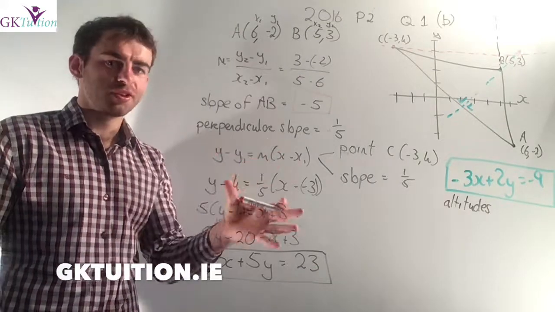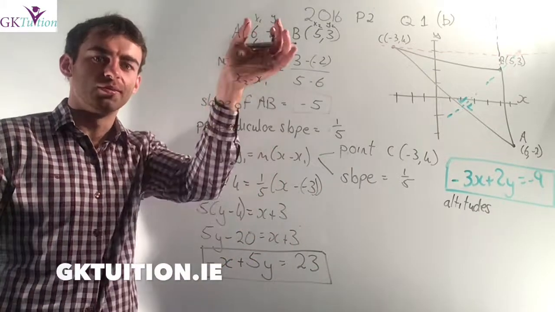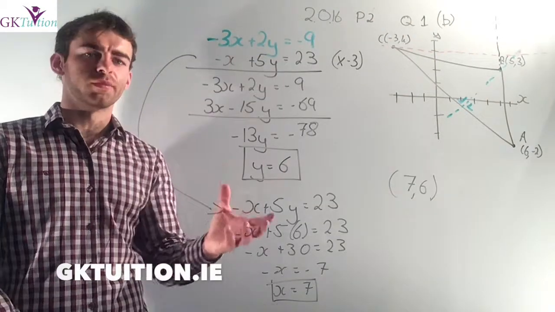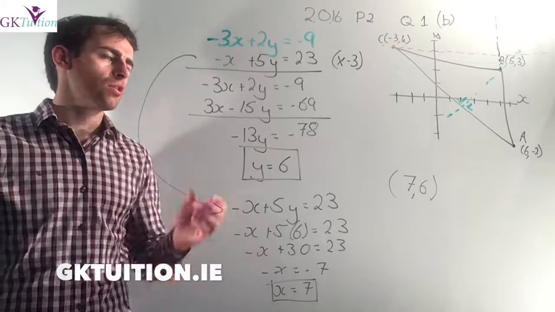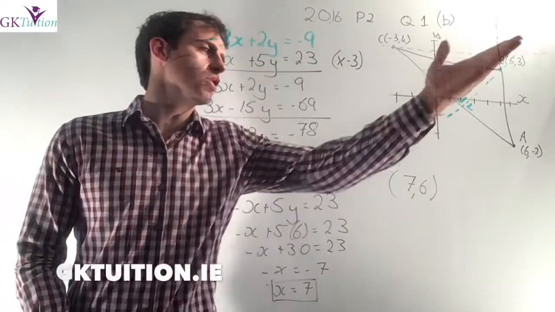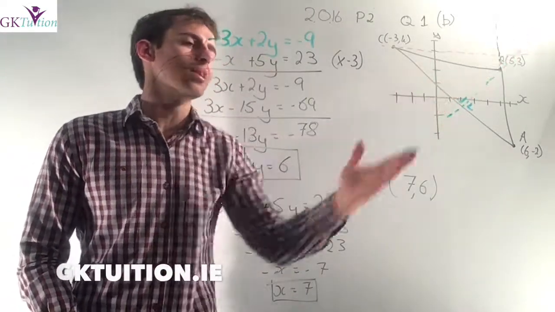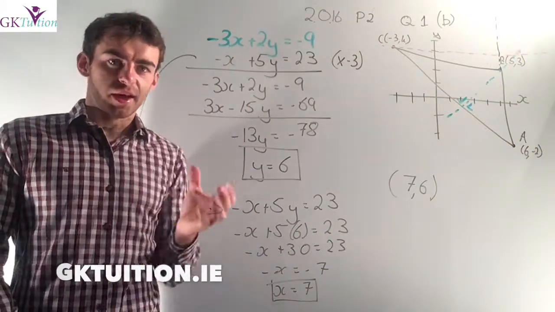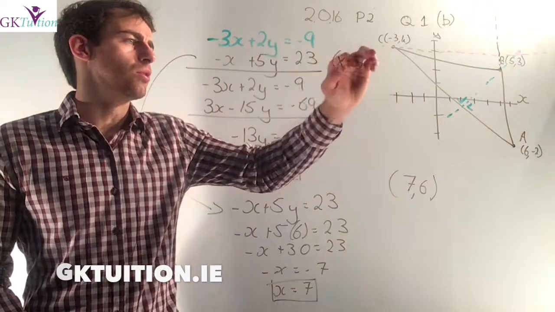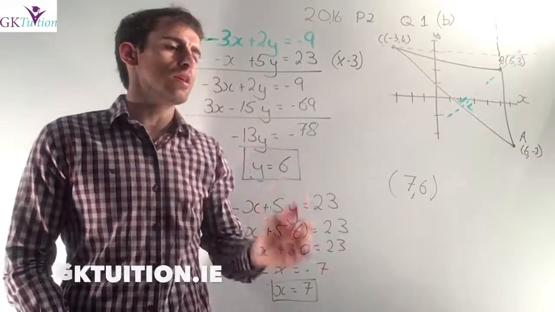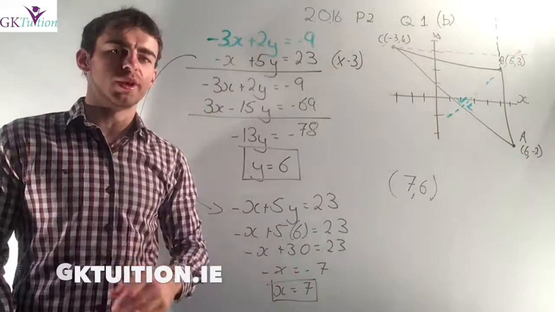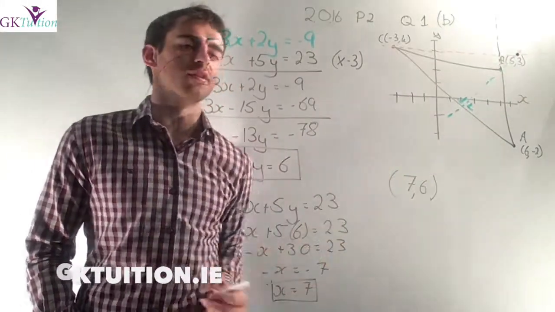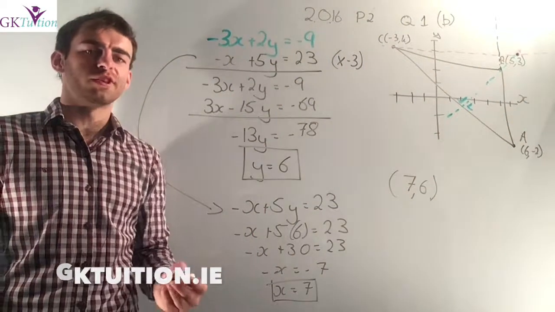So if you want to pause this frame, I'm going to do my simultaneous equation from the top up here. Now as you can see, I've worked my way through the rest of this question. So part A, we worked out the altitude going through B perpendicular to AC is minus 3x plus 2y equals minus 9. In part B, we've worked out the altitude going through C perpendicular to AB is minus x plus 5y equals 23. The orthocenter is the point of intersection of these two lines. So it's just a straightforward simultaneous equation.